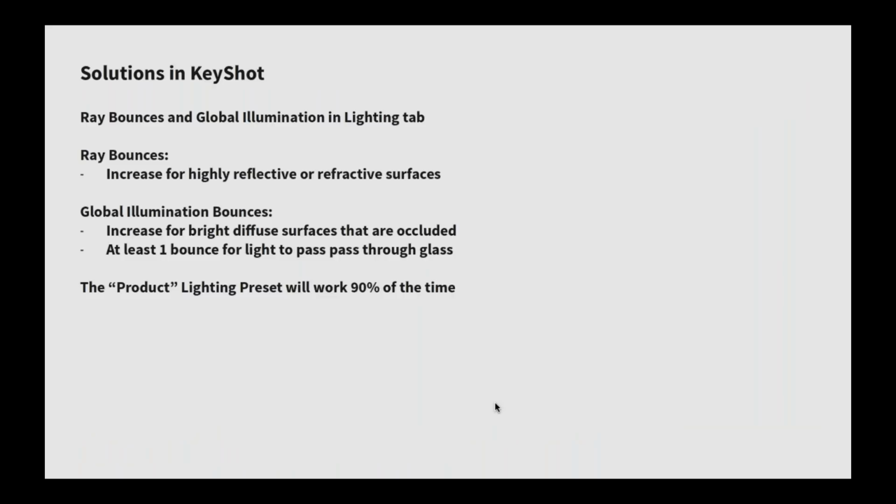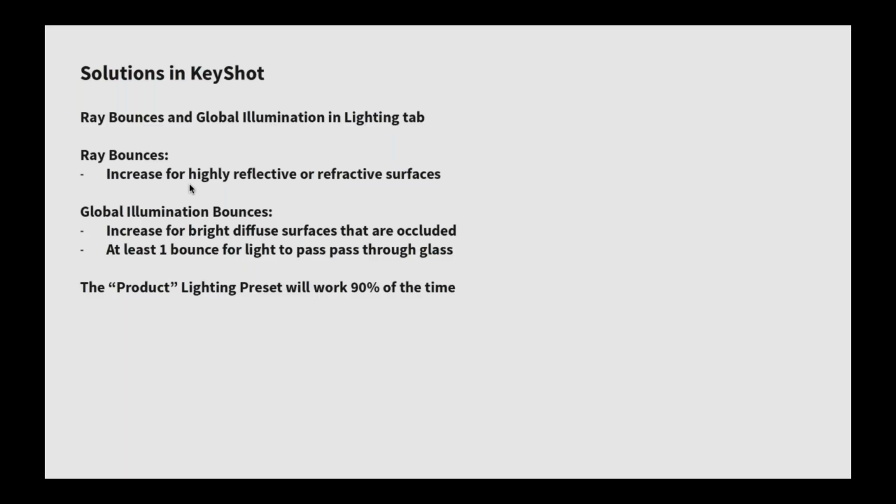KeyShot has 2 parameters to tackle these challenges, and that's ray bounces and global illumination bounces, and they are both found in the lighting tab, as I will show in a minute. So ray bounces. What are ray bounces? Ray bounces should be increased for highly reflective or refractive surfaces. If you have a lot of shiny metals or a lot of complex layered glass, that's where you typically need to increase that value.